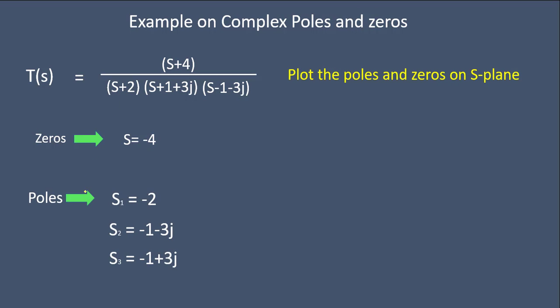Then we have poles. We have three poles. Our first pole is S plus 2 is equal to 0, so you will get the first pole at S is equal to minus 2. Similarly, if you put S plus 1 plus 3j is equal to 0, then we will get a pole at minus 1 minus 3j. And the last pole, the third pole, will be at minus 1 plus 3j. So the second and third poles are complex poles. And we have studied that complex poles will always be in conjugate pairs. So these are the conjugate pair.